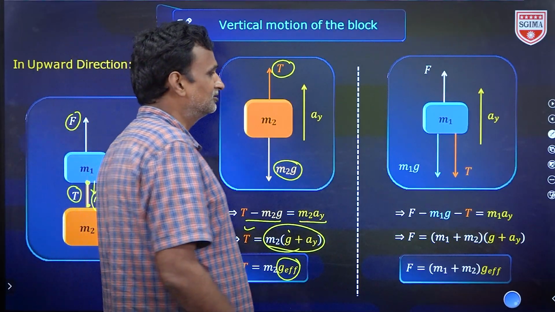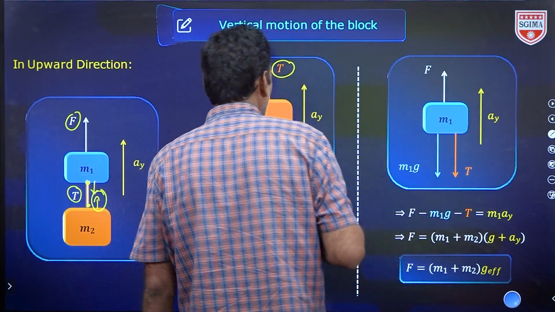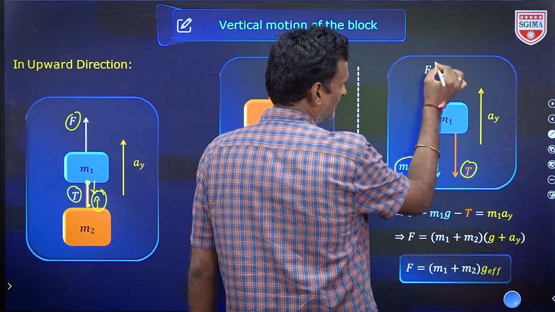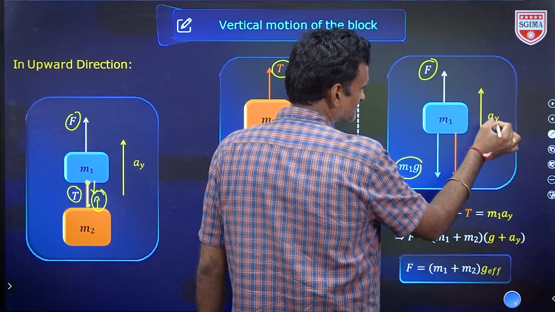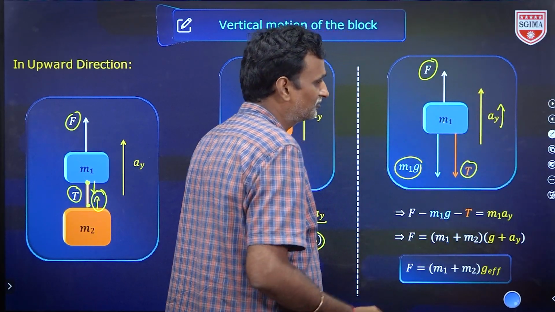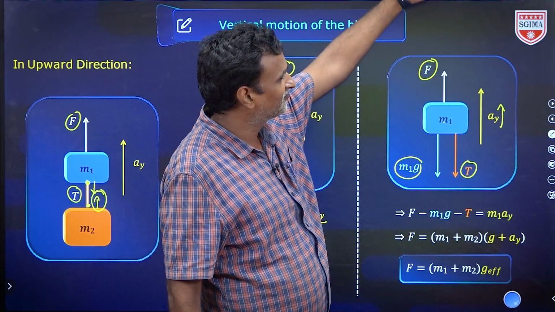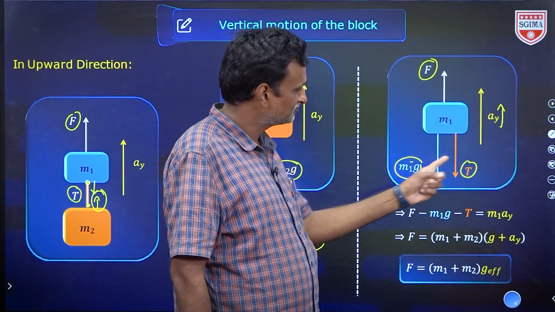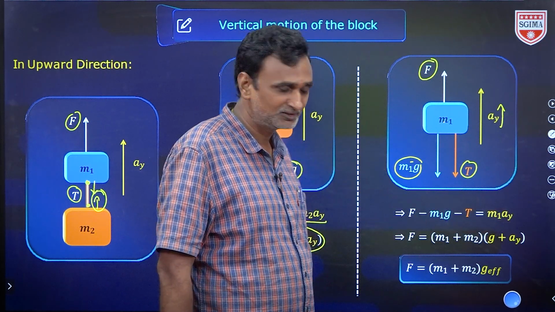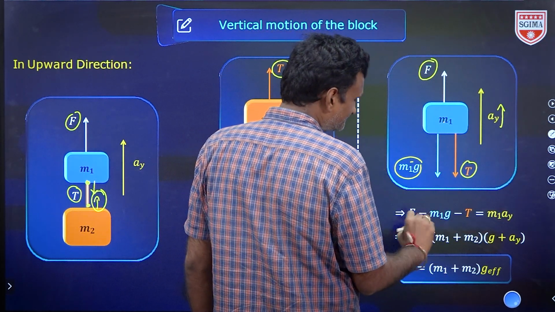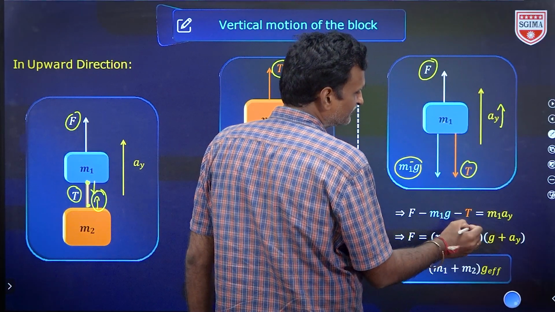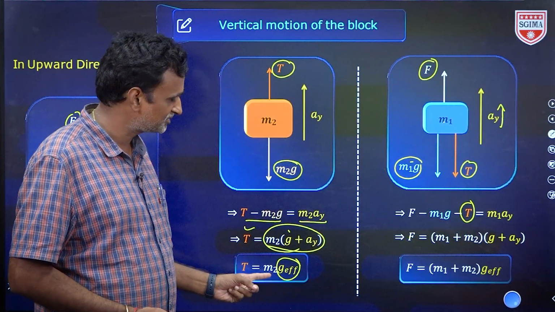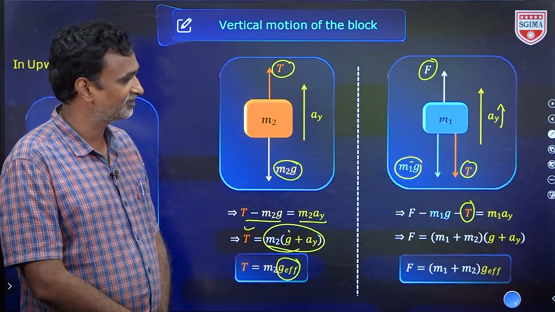Okay, next the M1 block. For the M1 block, the downward forces are tension and the downward weight force also, the upward force is the applied force F, and it is going upward. So now we can write total upward force minus total downward force. Total upward F minus M1G minus T equals M1A. So simply we can write F equals M1 and here the tension value, how much? We already got how much here? M2 into G effective we got.